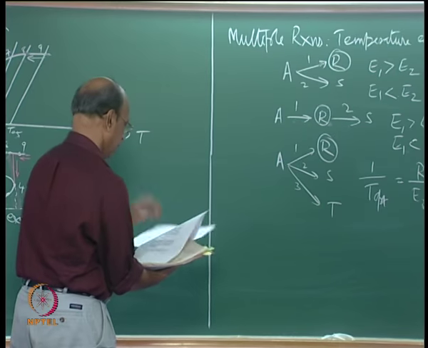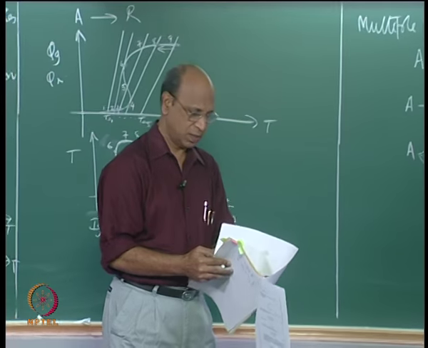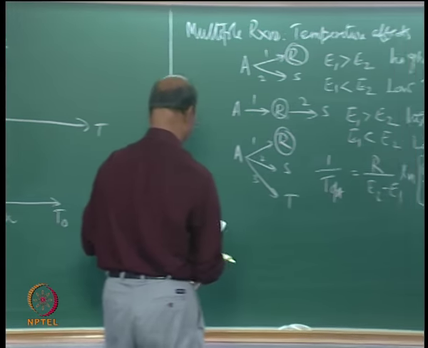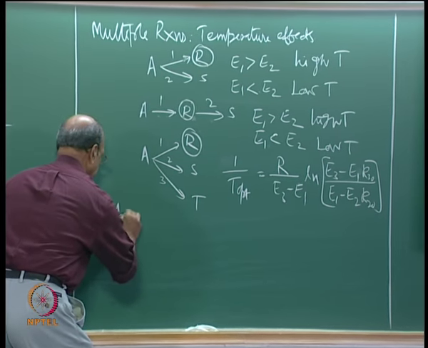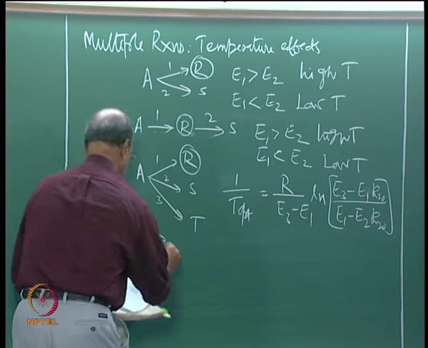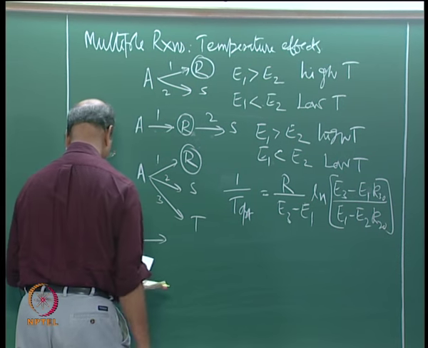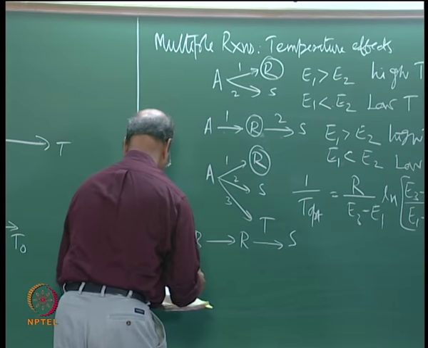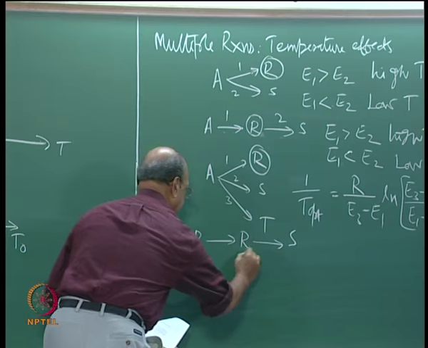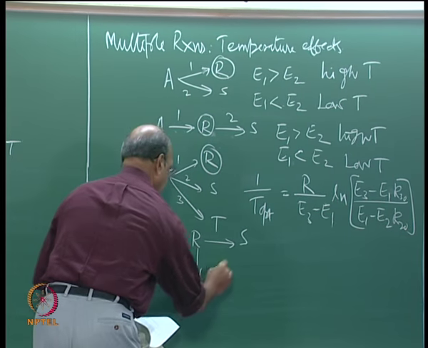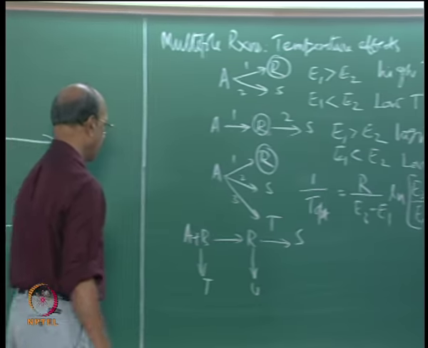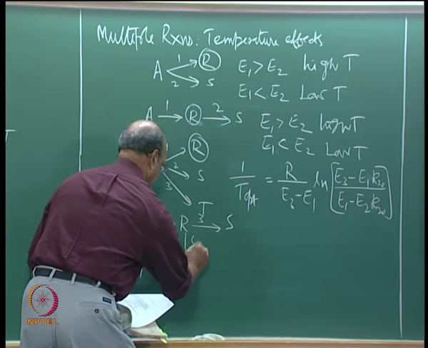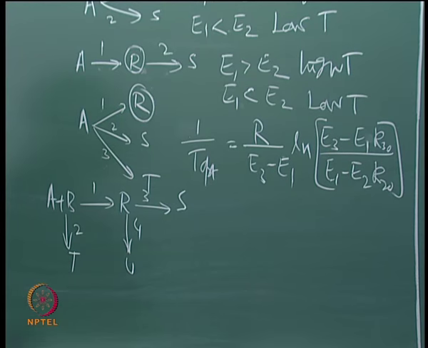And the last one which I want to tell you is our famous reaction. What is that? Denbigh reaction. Okay, good. So now when I go to the Denbigh reaction, maybe you can write here: A plus B going to R going to S, this is going to T, this is going to U, or S, T, U. Now we call these reactions 1, 2, 3, 4. Various combinations are possible.